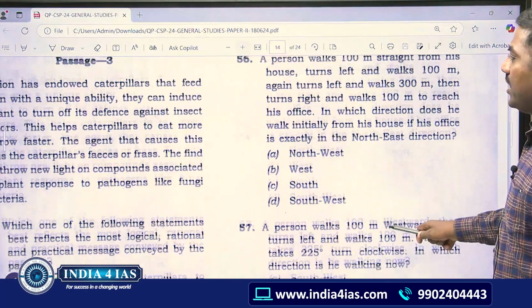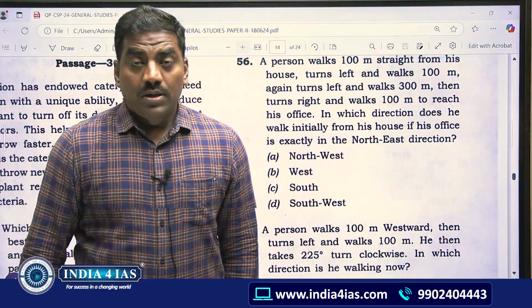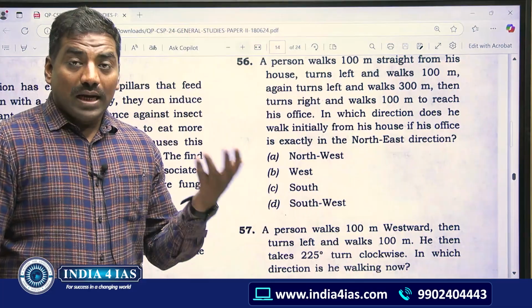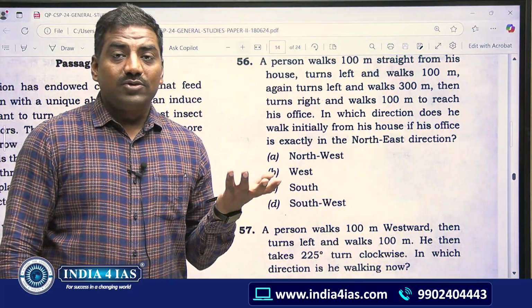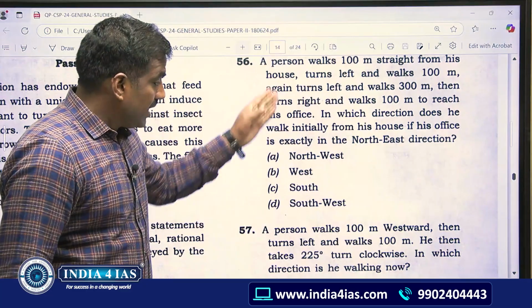Yeah, this is related to directions. Only last year we could see 2 questions from directions. Until then, in the 5-6 years of question papers, we were hardly seeing any questions there. But this year they have given 2.